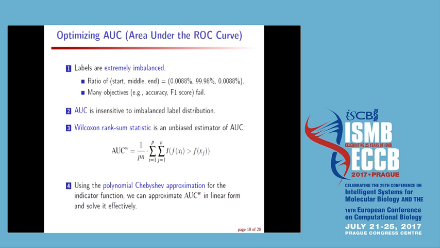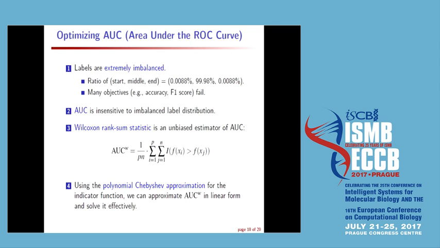One of the main challenges in this boundary detection is that the 3 labels are extremely imbalanced. Here are some simple statistics. Because of that, if we use a simple objective function, it will fail. For example, if we use the accuracy, which is defined as true positive plus true negative over all the samples, we can simply report everything as the middle state, which will give us a very high accuracy. So this requires a better objective function that is insensitive to imbalanced label distribution.